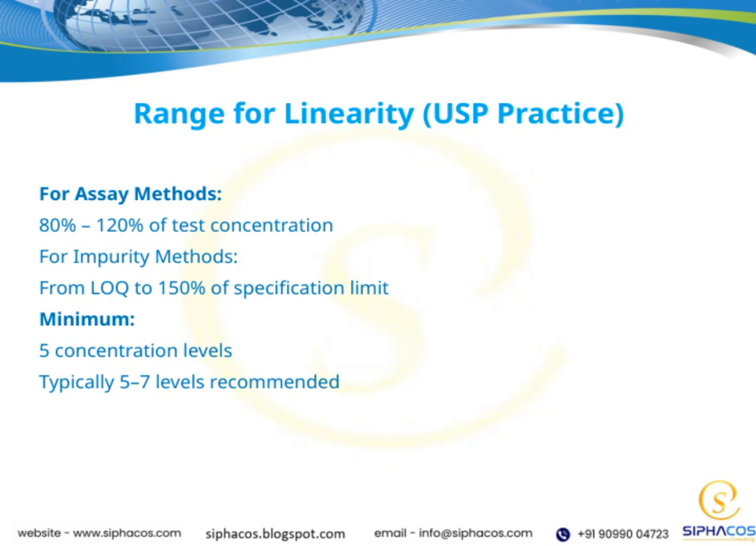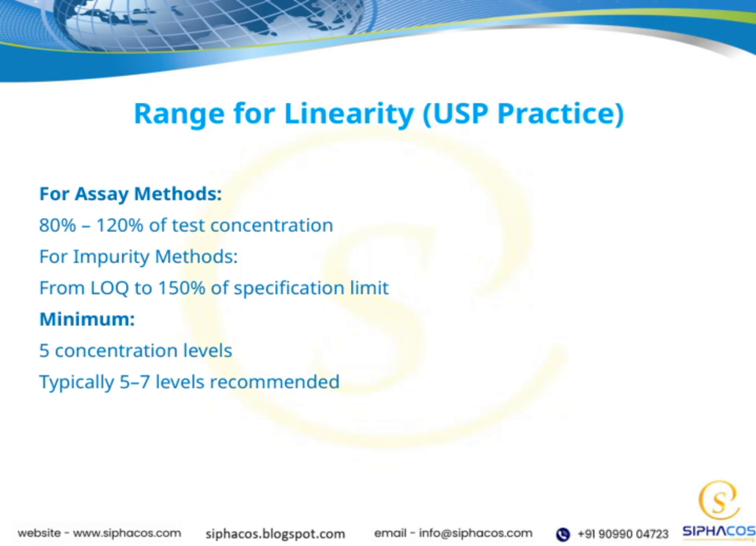Let's talk about the range for linearity in USP practice. When we're working with assay methods, the acceptable range is typically from 80% to 120% of the test concentration. This means that within this span, the method should produce results that are directly proportional to the concentration of the analyte. For impurity methods, the range extends from the limit of quantification, or LOQ, up to 150% of the specification limit. This ensures that we're accurately measuring impurities across relevant levels, from the lowest detectable amount up to the maximum allowed.